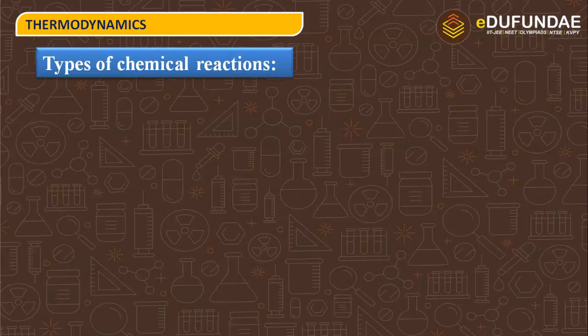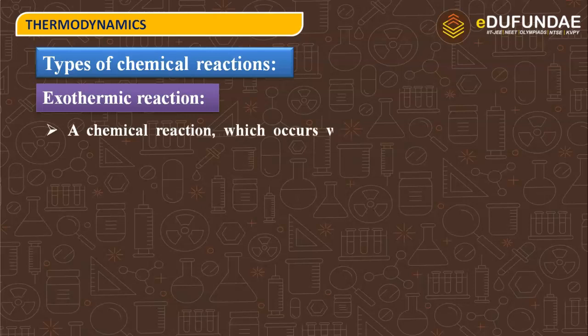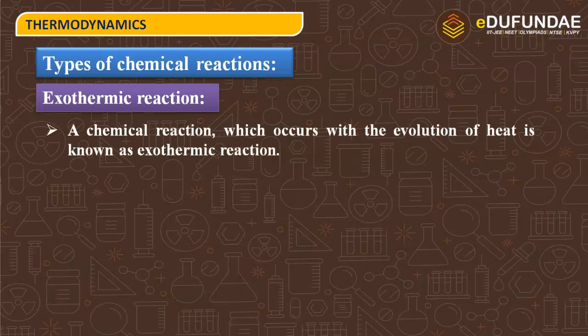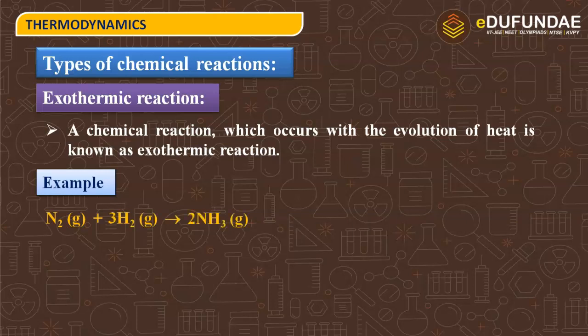First is exothermic reaction. What are exothermic reactions? Chemical reactions in which evolution of heat is involved, or we can say release of heat is involved. So here is the definition: a chemical reaction which occurs with the evolution of heat is known as exothermic reaction. An example of such a reaction is N2, nitrogen, when it reacts with 3 moles of hydrogen, it leads to the formation of ammonia with the release of heat. So it is an example of exothermic reaction.